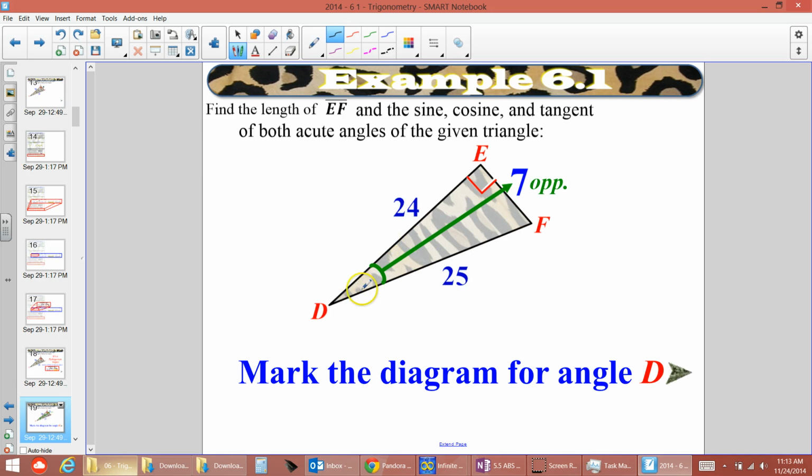Now, when I look at angle D, we're going to draw the picture specifically just for angle D. And we're going to say that 7 is opposite, 25 is the hypotenuse because it's opposite the 90-degree angle, and then it leaves 24 to be the adjacent side. All right, so now I've labeled my diagram for the specific angle that I'm talking about.